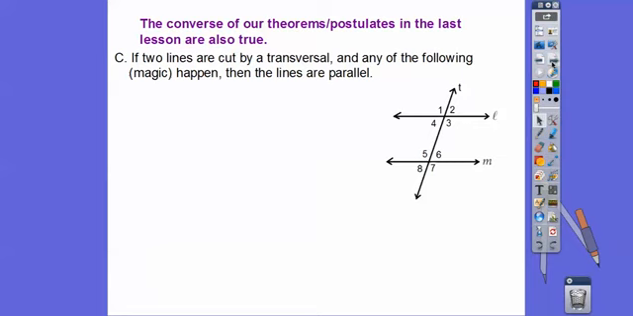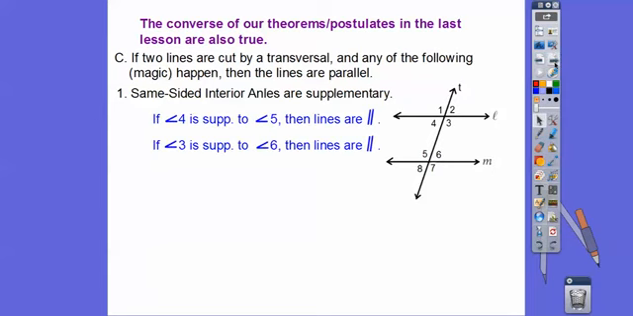If two lines are cut by a transversal and any of the following happens, then the lines are parallel. If the same-sided interior angles are supplementary, then the lines are parallel. So if I can show that 4 and 5 are supplementary, or 3 and 6 are supplementary, then the lines are parallel. Remember, the last lesson was if the lines are parallel, then the same-sided interiors are supplementary. This lesson says if the same-sided interiors are supplementary, then the lines are parallel. So they're the converses.